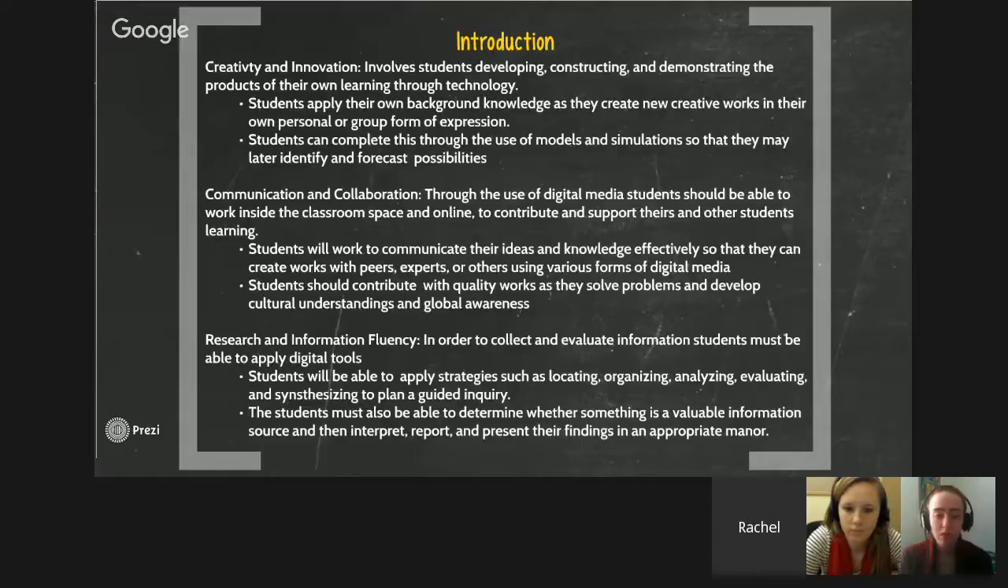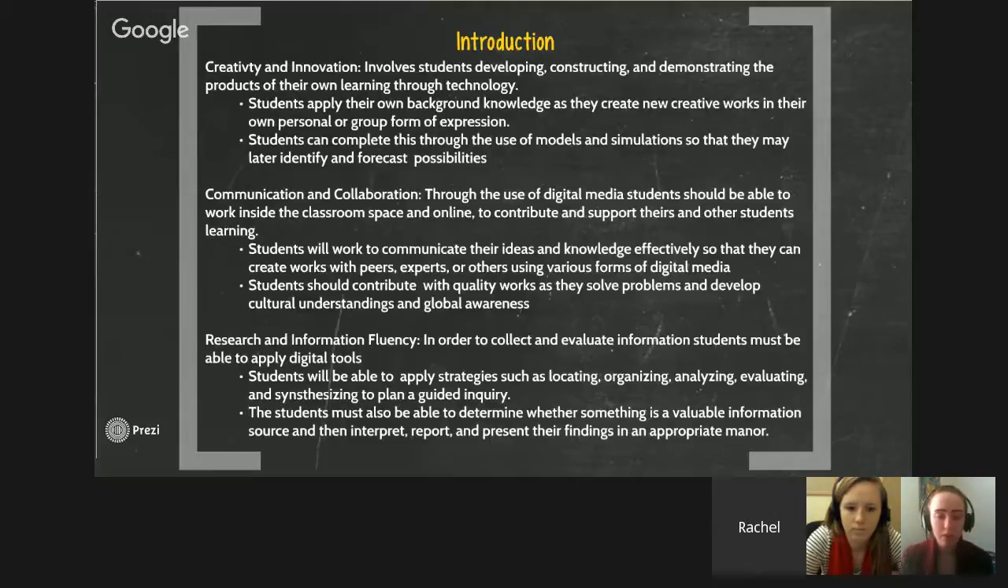It was really emphasized that technology can help kids develop cultural understanding and global awareness by engaging with other learners, which is possible through things like Skype Classroom and other technologies like that. Research and information fluency. In order to collect and evaluate information, students must be able to apply digital tools.